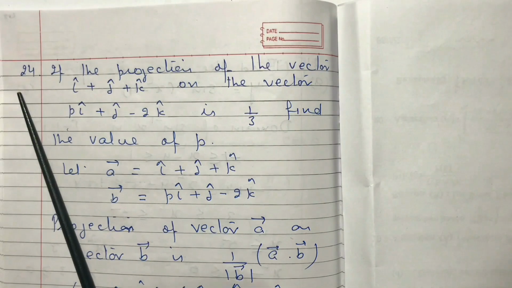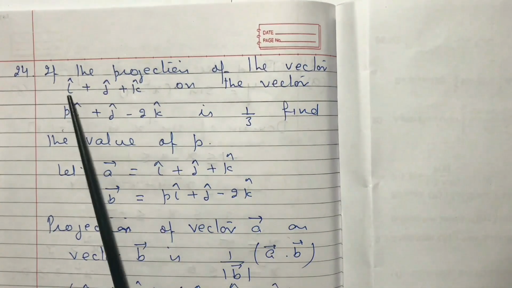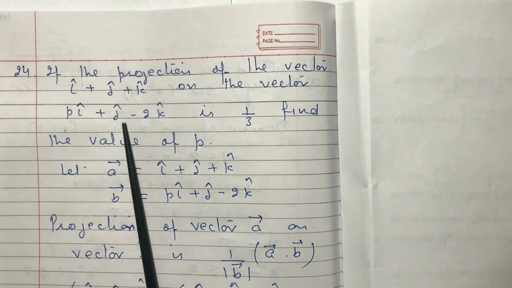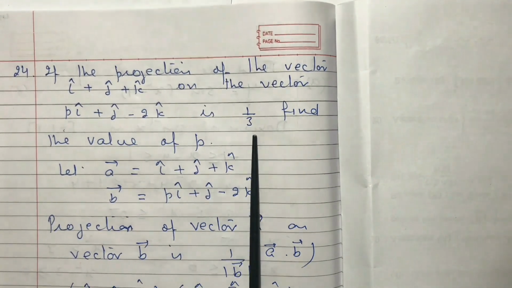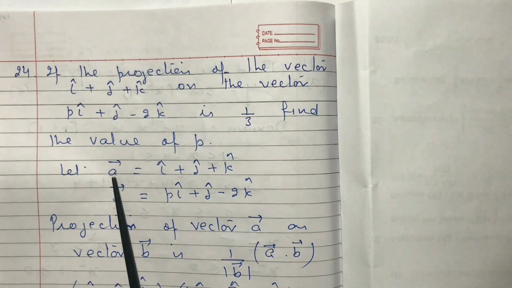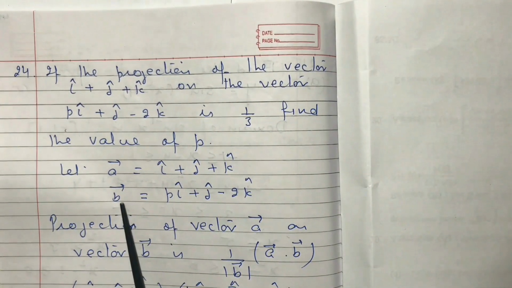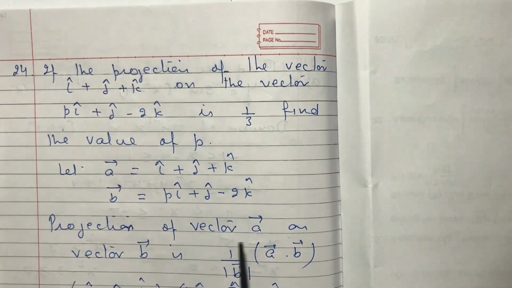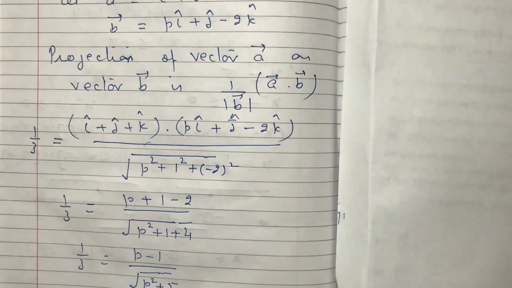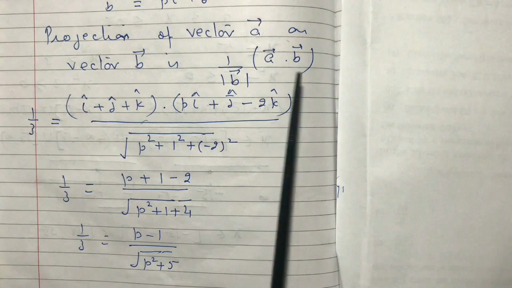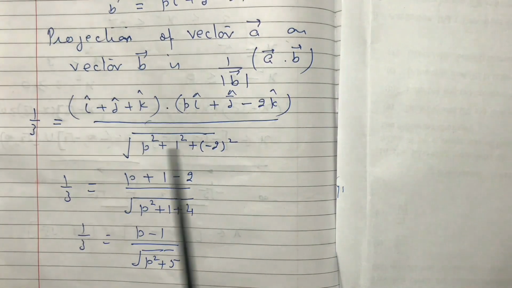Now the 24th question is, if the projection of the vector i cap plus j cap plus k cap on the vector p i cap plus j cap minus 2k cap is 1 by 3, you are to find the value of p. You have two vectors. One is vector A, which is this, and let this be vector B, which is equal to this. We know the formula. Projection of vector A on vector B is this. Substitute these values in this formula. So I have this now.